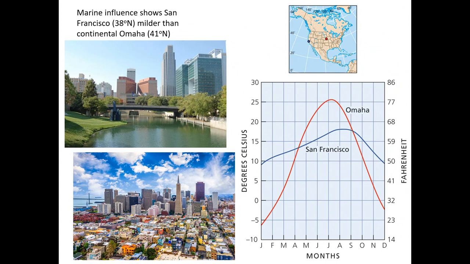Being on the ocean, San Francisco has a consistent cool ocean breeze that keeps it a fairly constant temperature, usually above 50 and below 65 almost all year round. Omaha, like Michigan, has wild swings because of its continental climate. So Omaha, Nebraska is on the top there, and San Francisco is on the bottom.